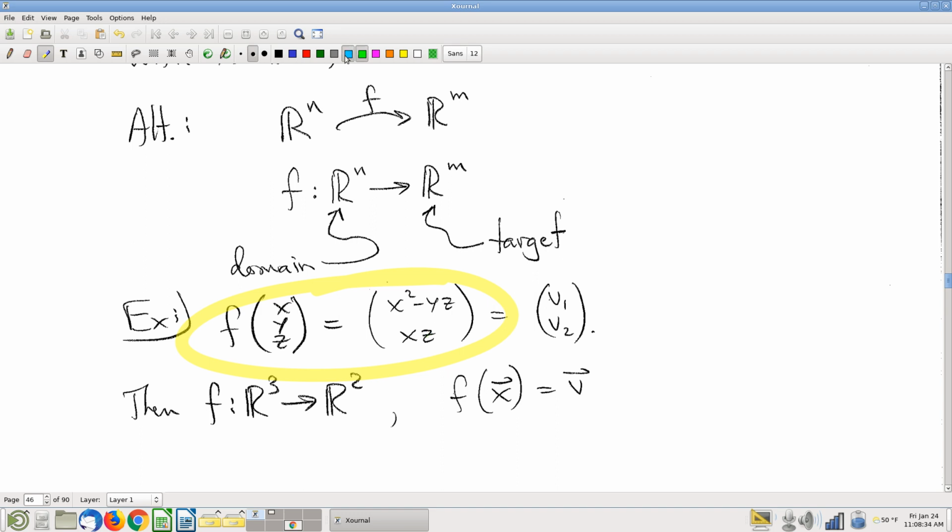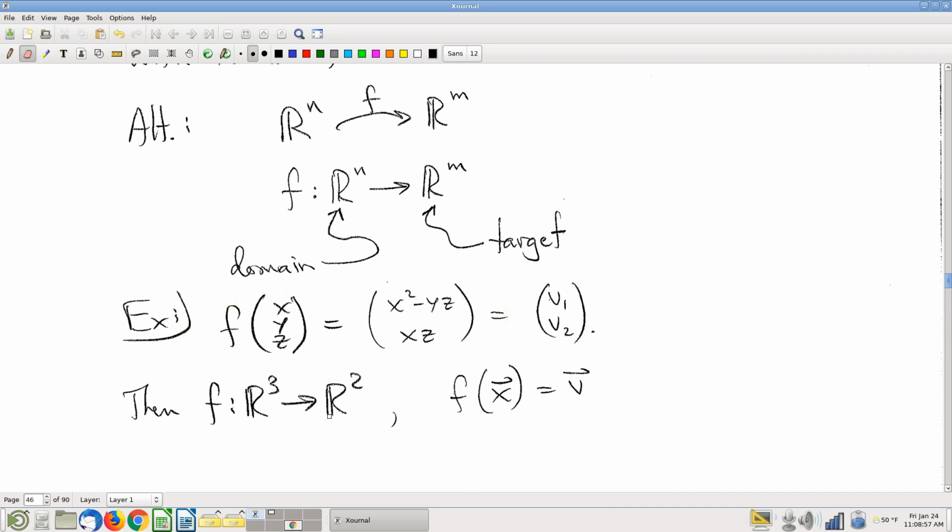The output, you can see, is a vector in R2. Why is it a vector in R2? Because it has two coordinates. The first coordinate is x squared minus yz. That's a formula. That's the first coordinate. Then there's a second coordinate, which is a different formula, which is xz.